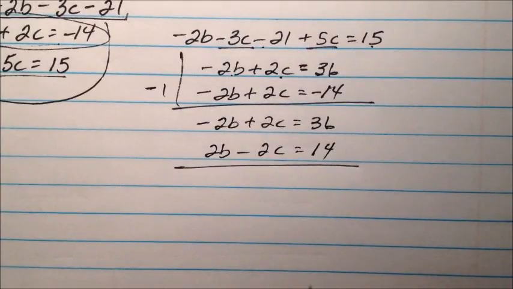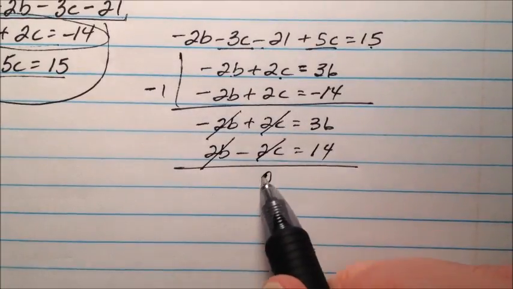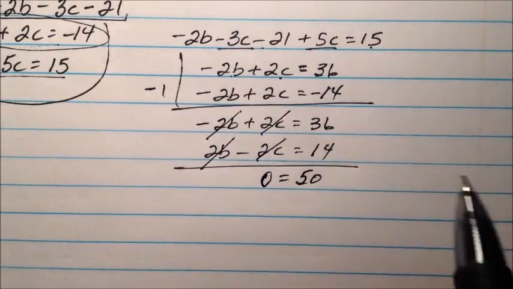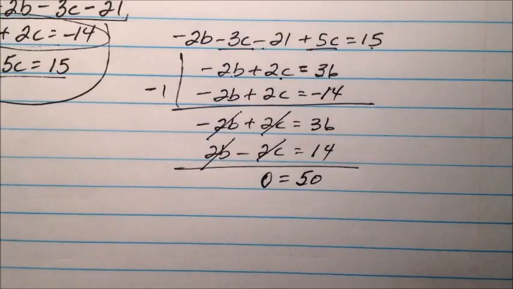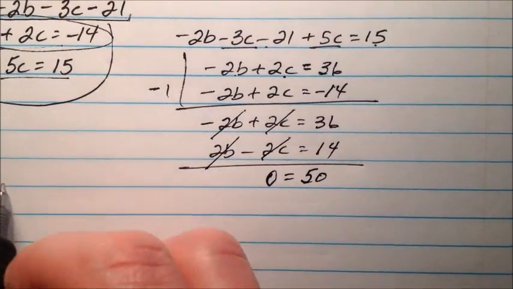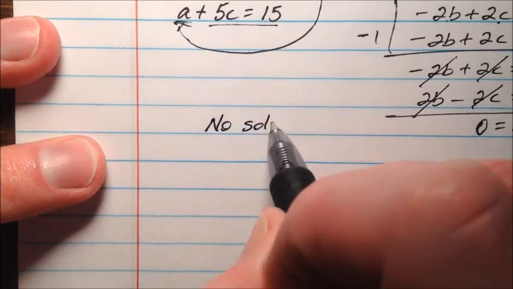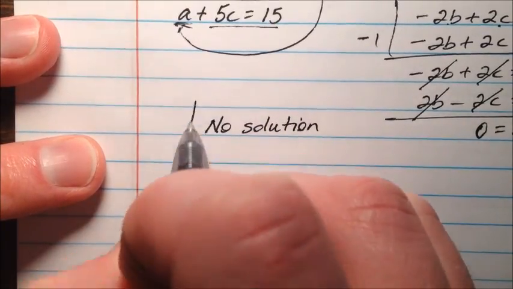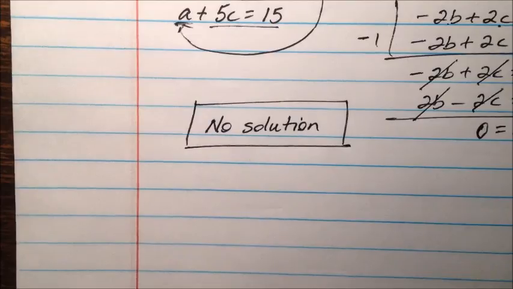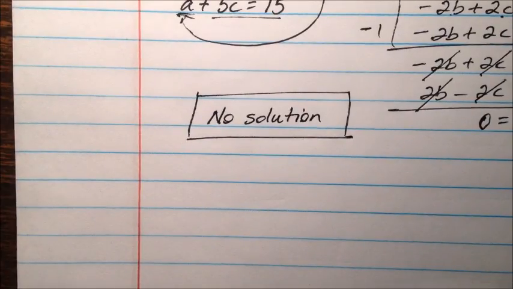And an interesting thing is going to happen. My b's all cancel, my c's all cancel to give me 0. When I add that up, I'm going to get 50. So what appears to have happened is that all my variables cancel out, and I'm left with a false statement. 0 equals 50. So when that's the case, what do we write? Well, we write no solution, because there are no values of these variables that will make this work out. So number 43 is no solution.